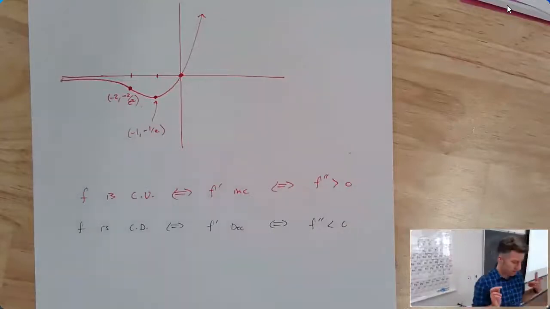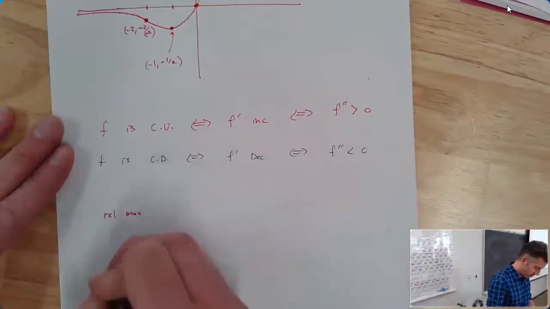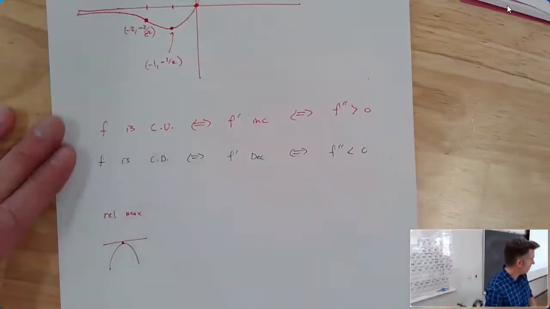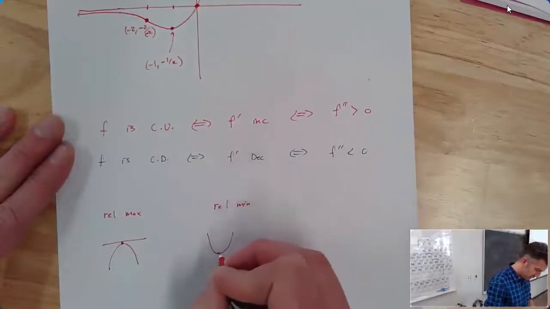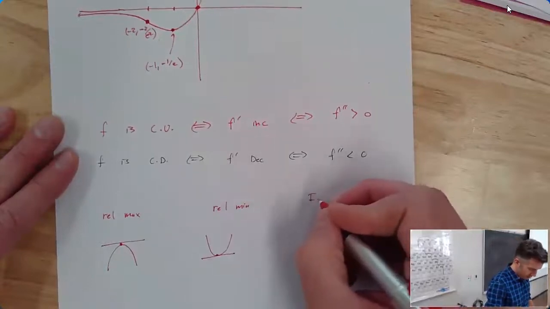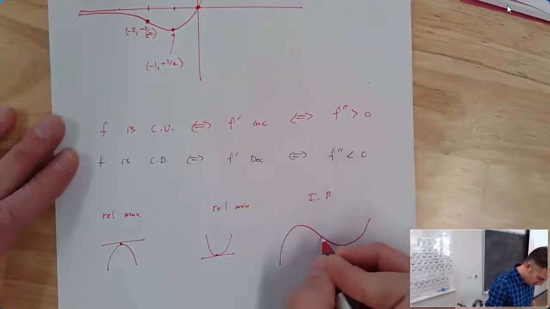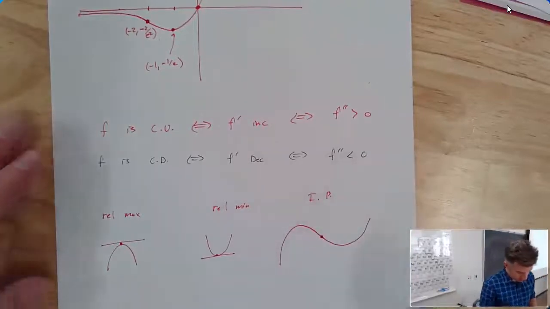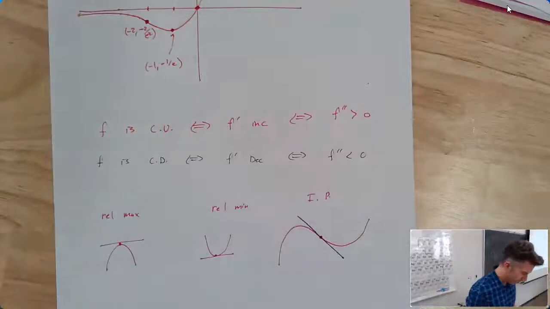Oh, I know what it was. There we go. Another way to think about what an inflection point on a graph is: the point where the tangent line goes through the function. Typically, when you're thinking tangent lines, relative maximum, tangent lines are above the graph. Relative minimum, tangent lines are below the graph. Inflection point, I'm not going to draw this well, I promise you. Tangent line goes through the graph.